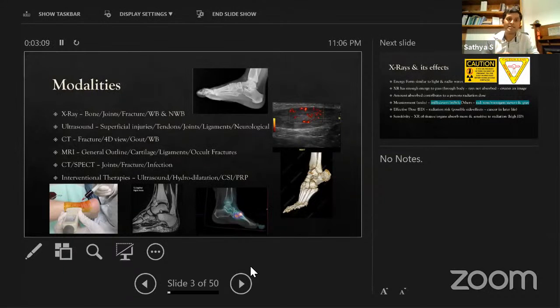CT and SPECT, which involve joint fracture and infections, can be looked into. Intervention therapies are nothing but PRP injections and corticosteroid injections to reduce inflammation. If there is stiffness in the joint, hydrodilatation, especially in lunge testing for the ankle. Ultrasound is very important in those areas, and we can use it for interventional management also.